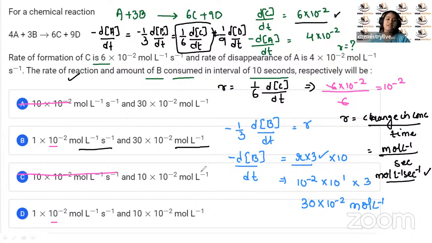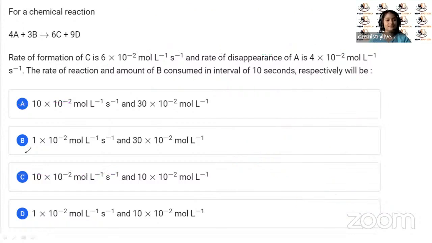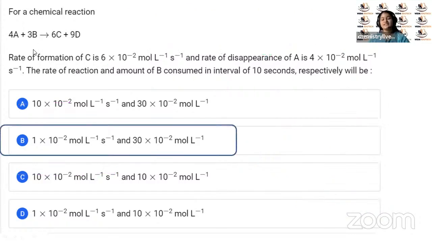Okay, I hope you all understood which one is the answer. Obviously the answer is option number B. So as we can see, option B is your correct answer. I hope everyone understood from this.